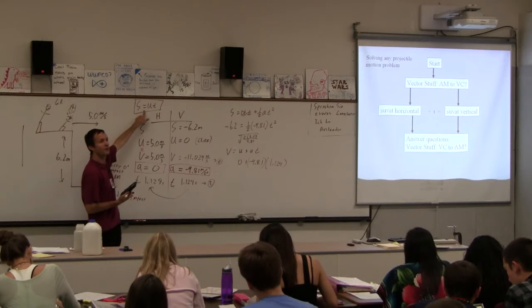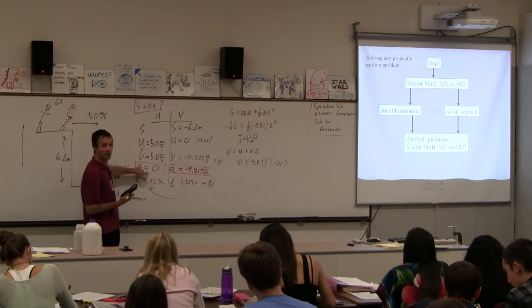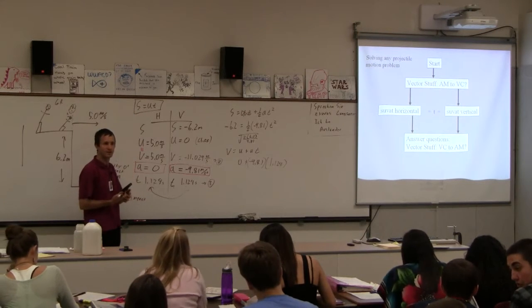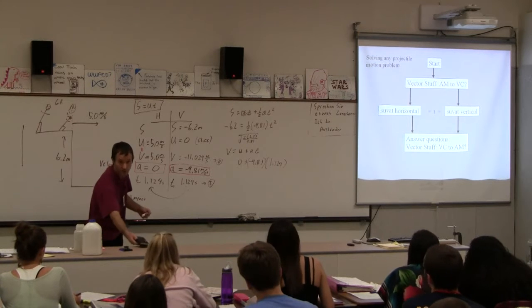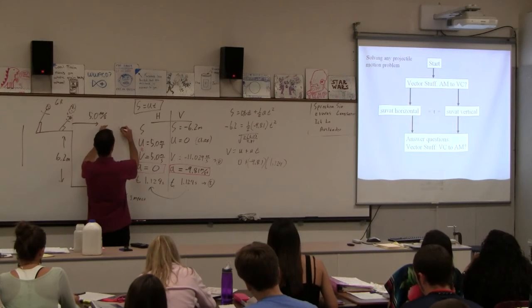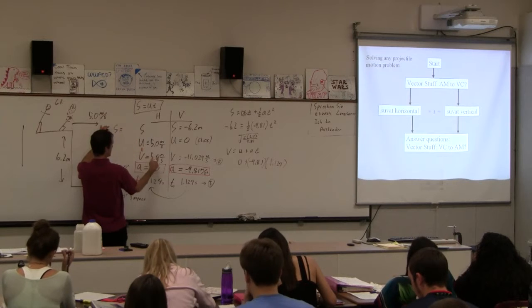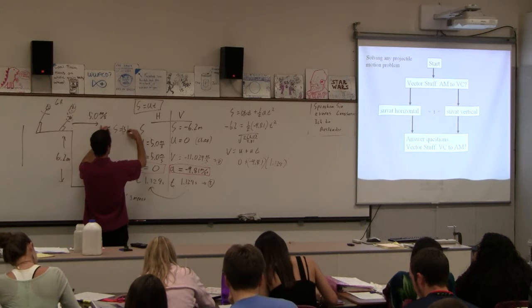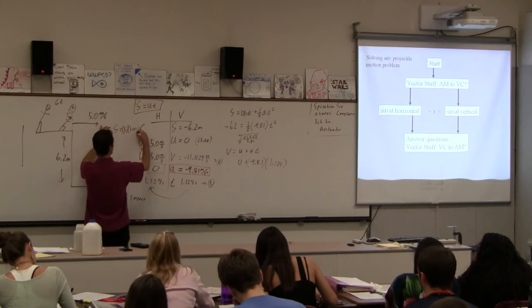And the reason we're not doing 1/2 a t squared on that is that a is 0, correct? I mean, I really am doing 1/2 a t squared. I'm just too lazy to write it up there because it's 0, right? So on this side, I'm going to say s equals 5 times 1.124.